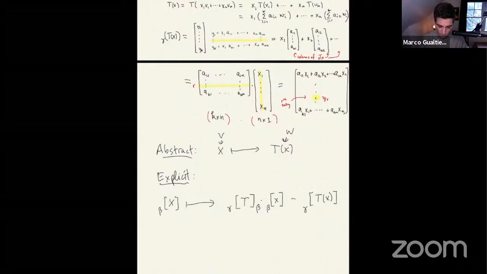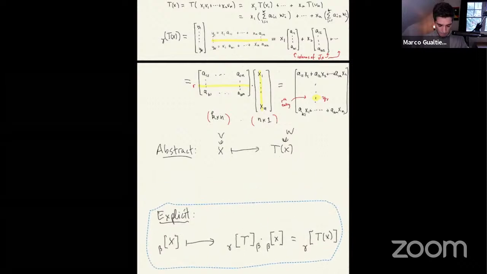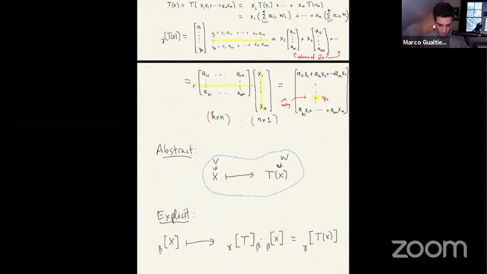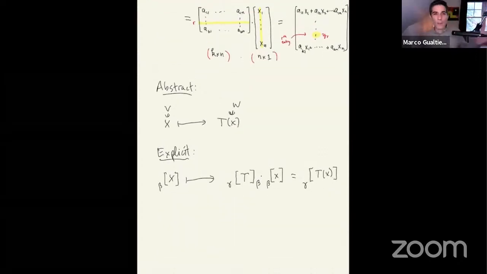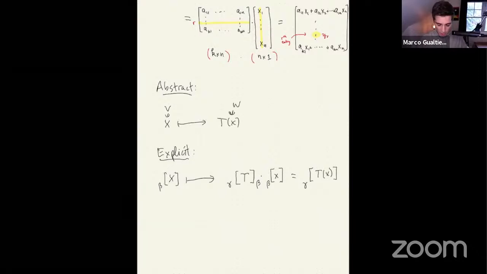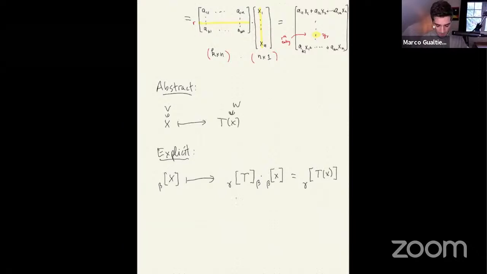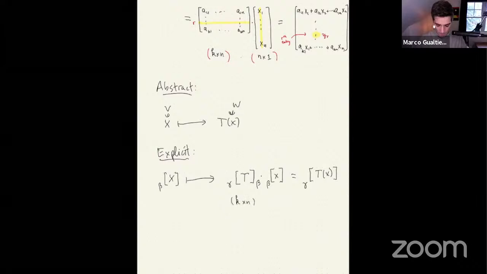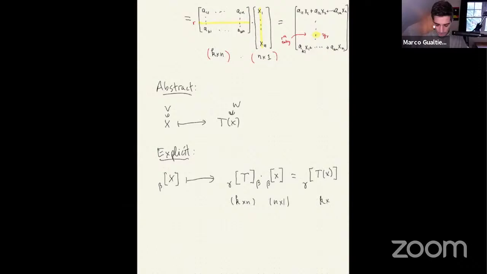I'll just clean this up a little bit. Okay, so the abstract means that you don't make any choices of bases or anything, and you don't really know explicitly what these vectors are computationally. But then the explicit is really matrix multiplication of a k by n by an n by 1. And then we get a k by 1.